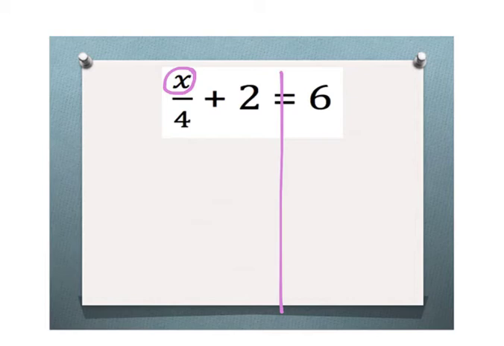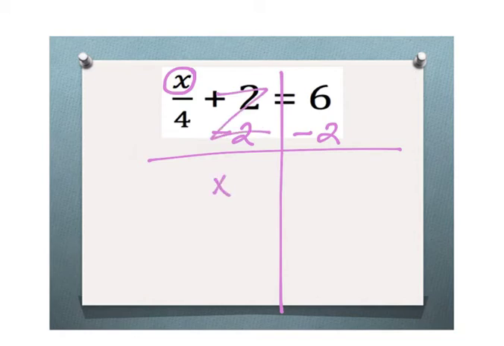So I want to get rid of that plus 2 first. So I think to myself, what's the inverse or the opposite of plus 2? That opposite is to subtract 2. So I will do that on both sides. Zeros out that. I'm left with this x over 4 equals, when I do the math over here, 6 minus 2 is 4. I have one last step here.